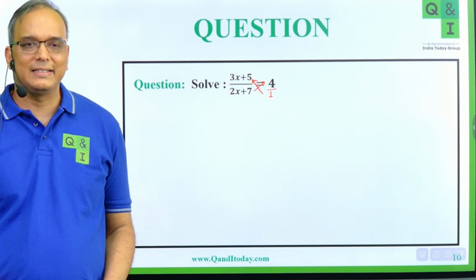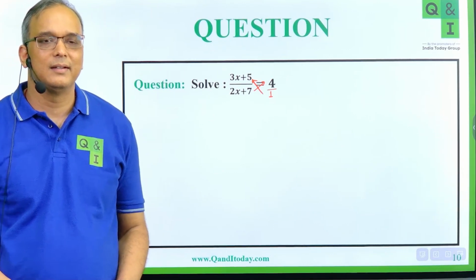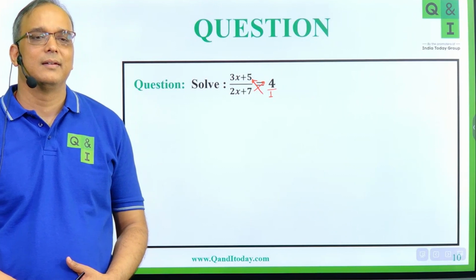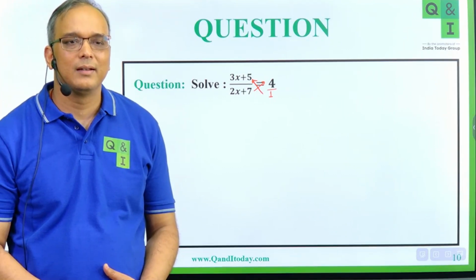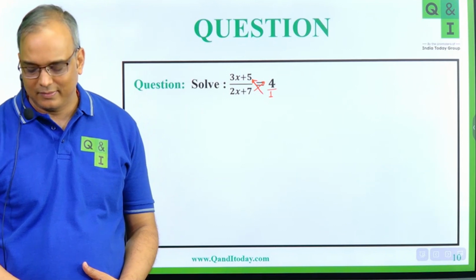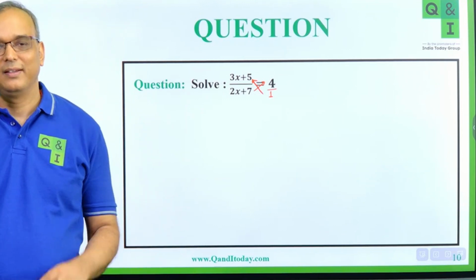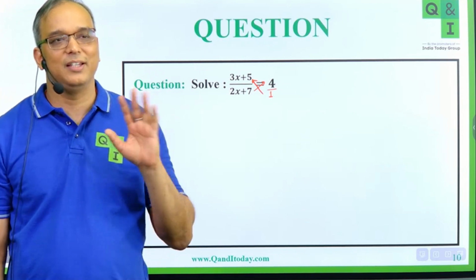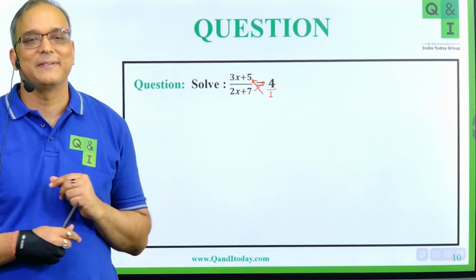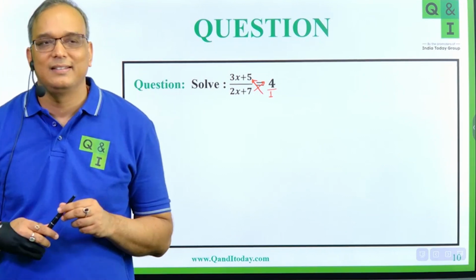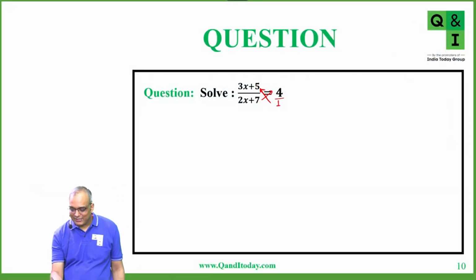Could anyone get the answer? So I'm getting x is equal to 2 by 5. No, it is not 2 by 5. Yeah, the denominator is correct, 5. In the numerator, you have something else. Try it once more, check the calculations. I'll also meanwhile start doing it.